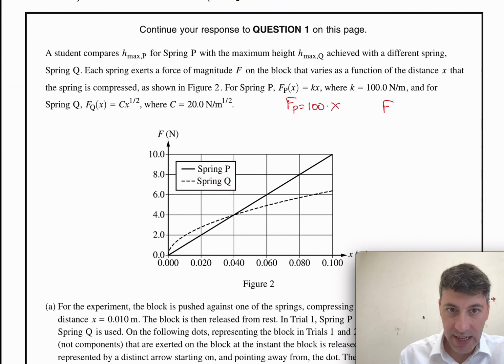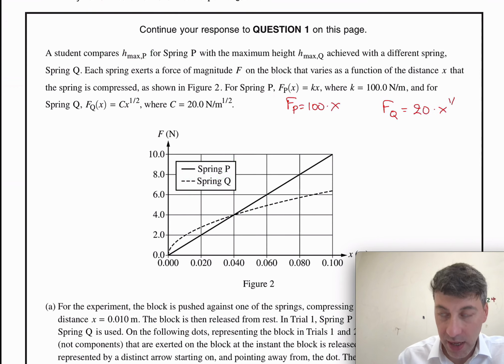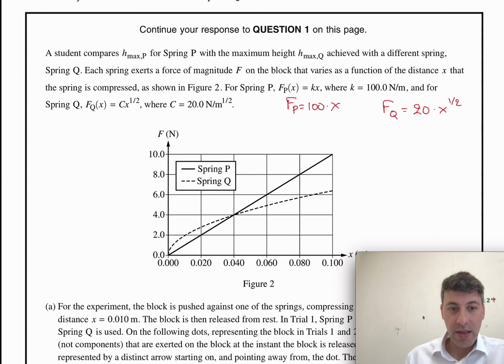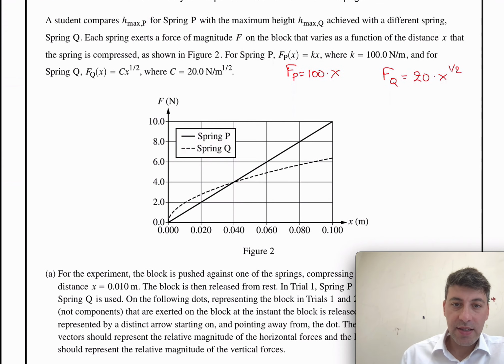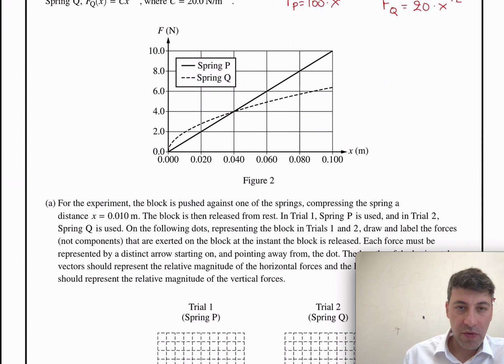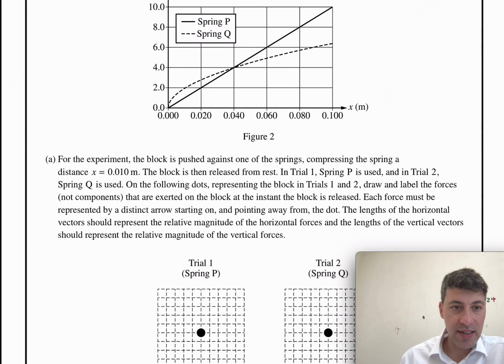So it is 20 times root of x, or x to the power of 1 over 2. And we see the distribution of the force with respect to the distance, to the compressed distance for the spring.